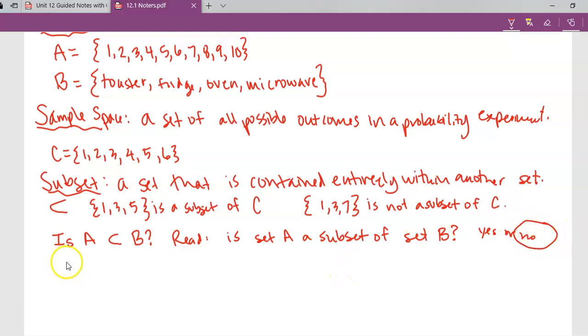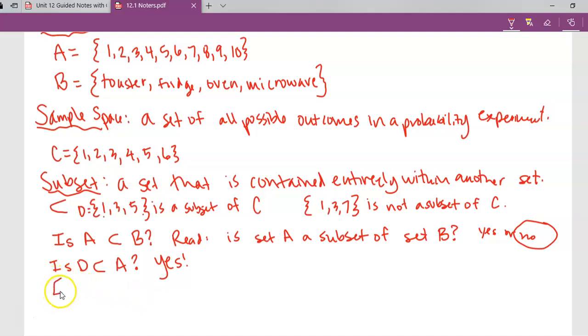Okay, so let's call this set, this {1, 3, 5}, let's call that set D. So I could ask, is D a subset of A? Is D, {1, 3, 5}, a subset of A? Well, yes, because 1, 3, and 5 are all in set A. So D is completely contained within A. So I would say yes, it is. Okay, so that's what a subset is.